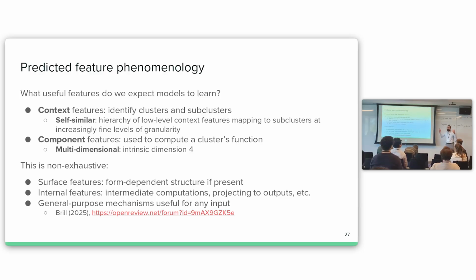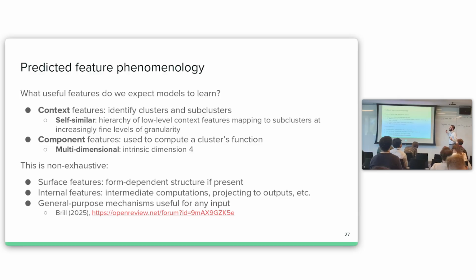At some point, you have a finite model and a finite data set, and you hit the lowest level that you're able to resolve. At that point, you just need to predict whatever target values you need to predict. And so you could call those component features, which compute whatever the cluster's function is that you can no longer resolve explicit structure for. And here, because these clusters are of fractal dimension 4, we make the generic prediction that we expect to see multidimensional features at some level of intrinsic dimension 4.